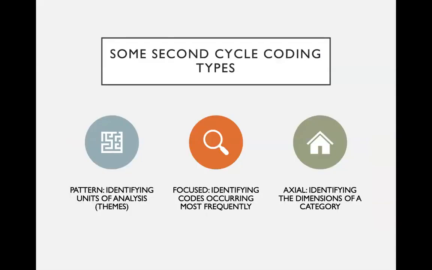So some second cycle coding types would include patterns, identifying units of analysis, themes, focused, which means identifying codes occurring most frequently, and axial, which is identifying dimensions of a category.